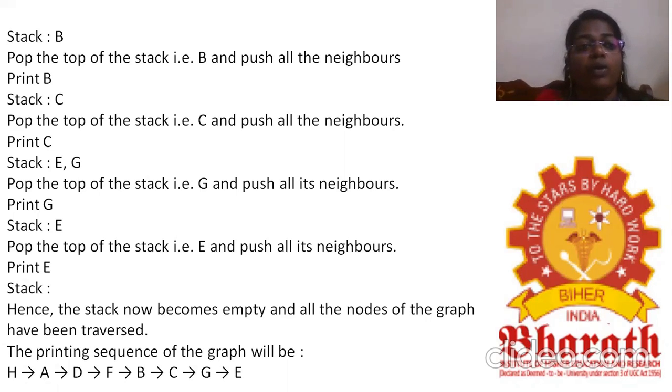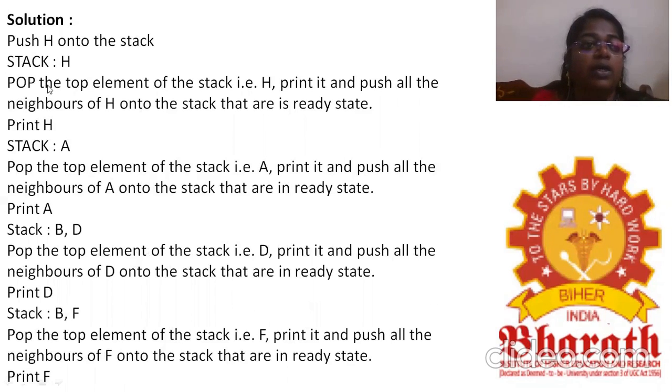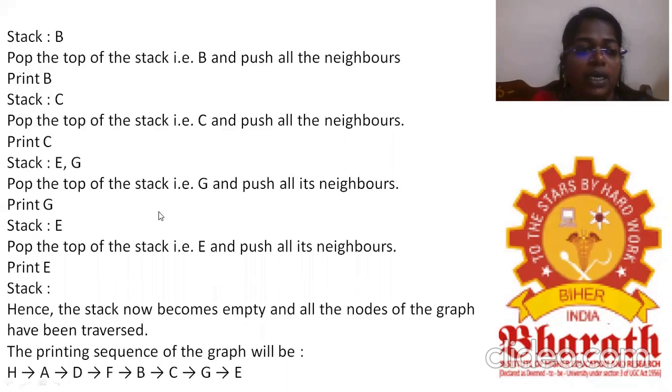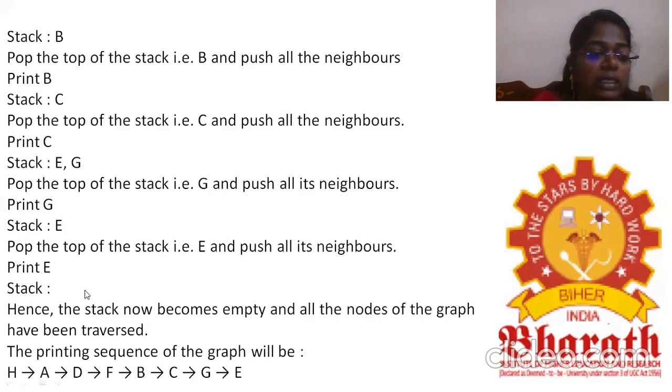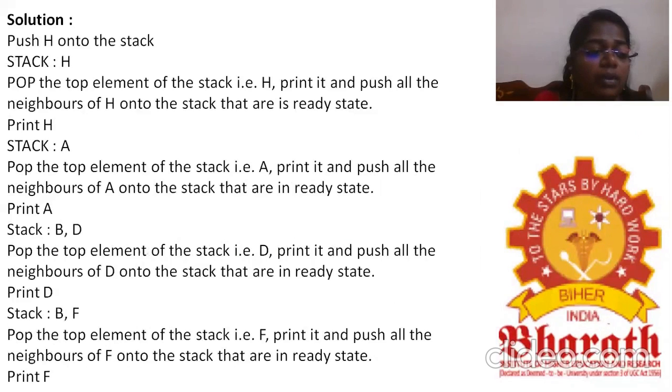Finally, what we have to do, we have to print the sequence of the graph. So how do we print? What are all the things we have printed? First we have to print H. Next we printed A. Okay, the next node is D. After A, we printed D. After that, we printed F. After D, we printed F.